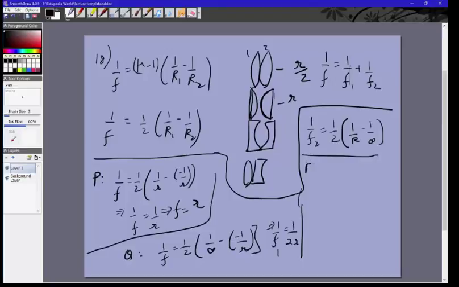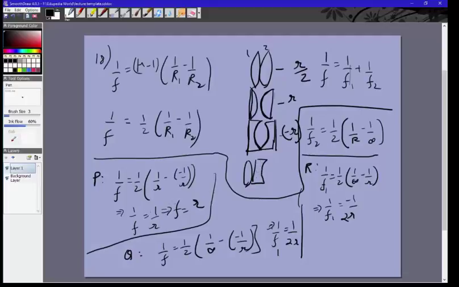What is it for R? 1 by F1 is equal to half of, now this is infinity, this is positive r. So 1 by infinity minus 1 by r, which means 1 by F1 is equal to minus 1 by 2r. And if you take the other one, this is negative and this is infinity. So you will get minus 1 by r minus 1 by infinity, again minus 1 by 2r for the second one as well. You add them up, you will get minus 1 by r. So for this one, the answer will be minus r, not r, the negative of that.